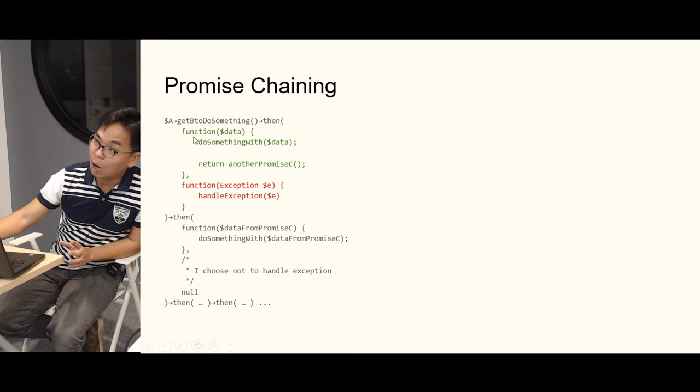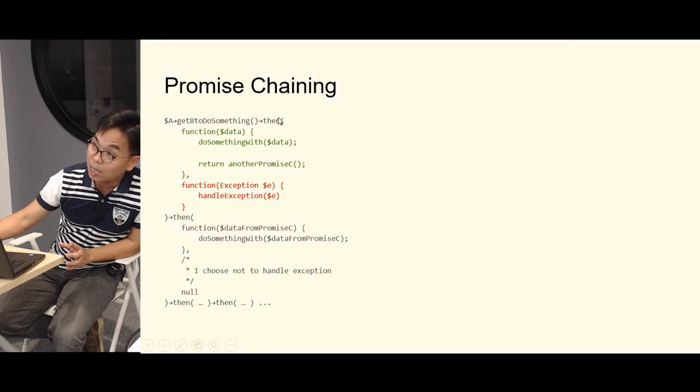Okay, but after doing something, you can go and do another blocking thing. Okay, another promise, you go and get C to do something, right? So after getting B to do something, and B finally returns you the information, then you go ahead and ask C to do something, and C also returns you a promise, right? And when C returns you a promise, you go to the next then.